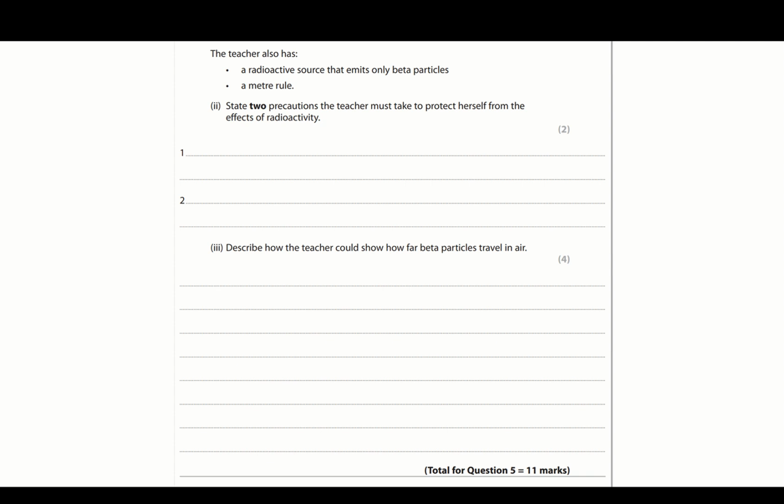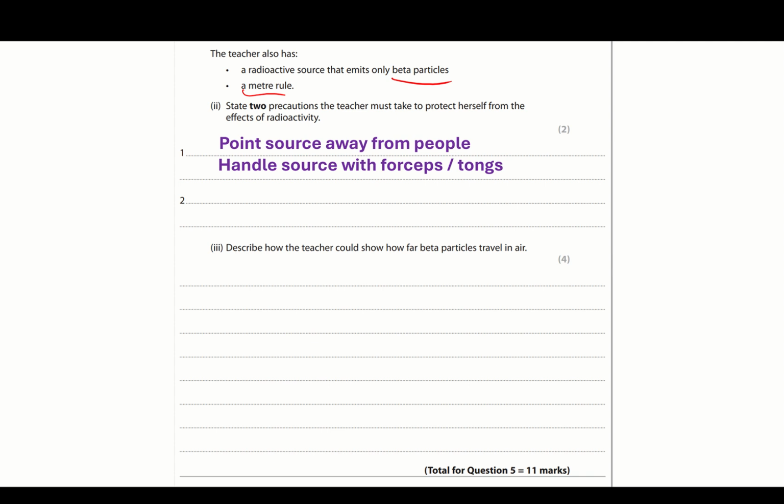Teacher has a radioactive source that only emits beta. And I've got a meter ruler. State 2 precautions the teacher must take to protect herself from the effects of radioactivity. Any of these. Always make sure you point the source away from people. You'll notice I did that. I even checked there was no one on the playground and things like that, so I don't zap anybody. Handle the source with forceps and tongs. You'll remember that I picked it up with the metal device and had gloves on. So that's on to the next one.